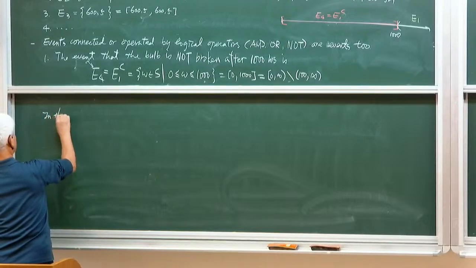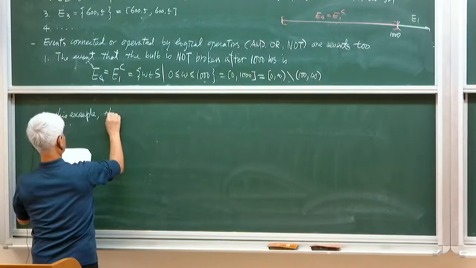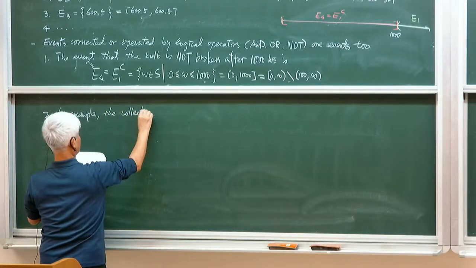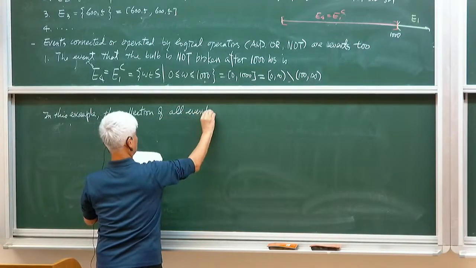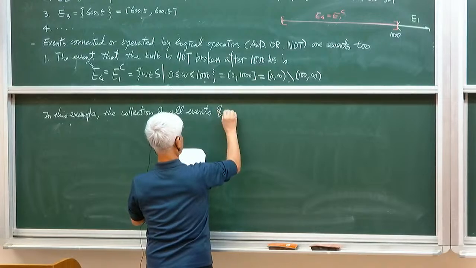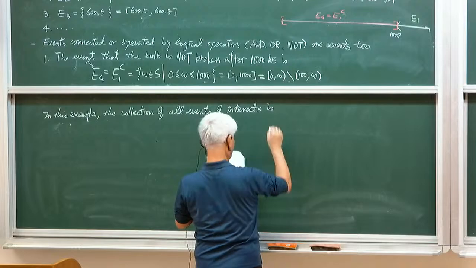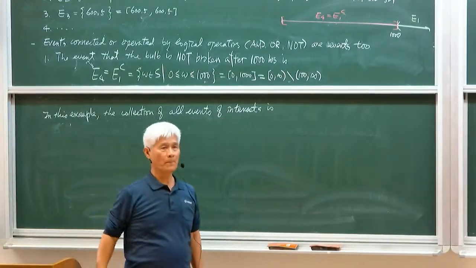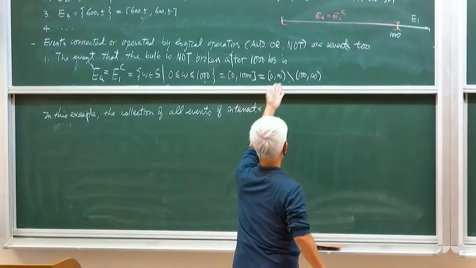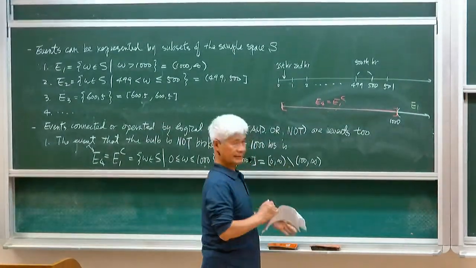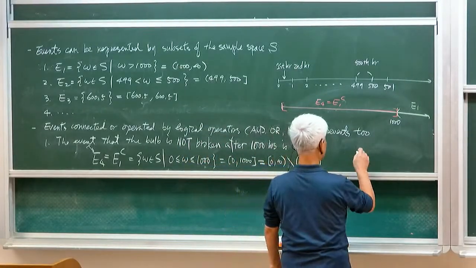Alright, so now in this example, the collection of all events of interest is, yes? What does that symbol mean? The slash one? The slash 1, the difference. Okay, good question.